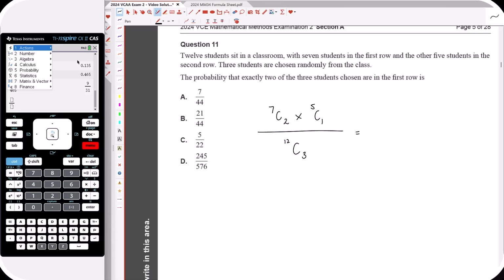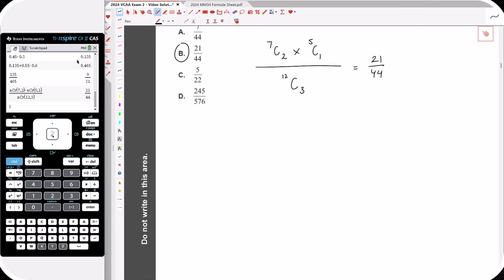So we want 7 choose 2, multiply by 5 choose 1, which will just be 5, over 12 choose 3. That gives 21 over 44. So B.